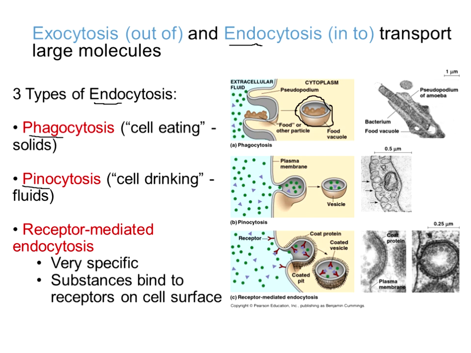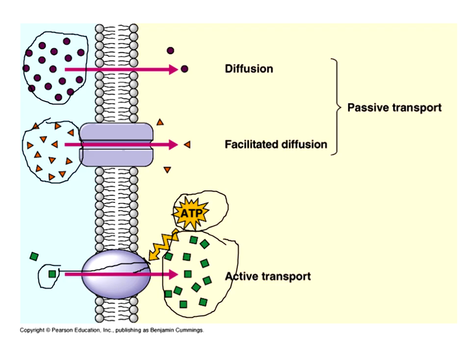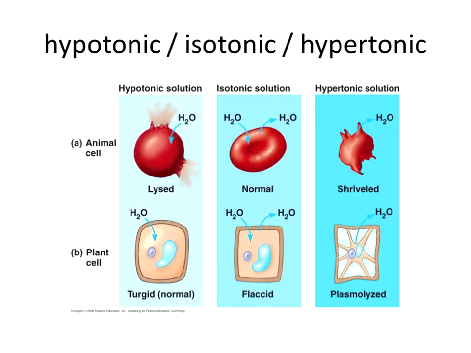And then receptor-mediated endocytosis. This is where there's an actual receptor that is going to trigger the vesicle to form and bring in a specific substance into the cell. This might be involved in something like hormones that are going to only interact with specific receptors. So those are the different types of active and passive.